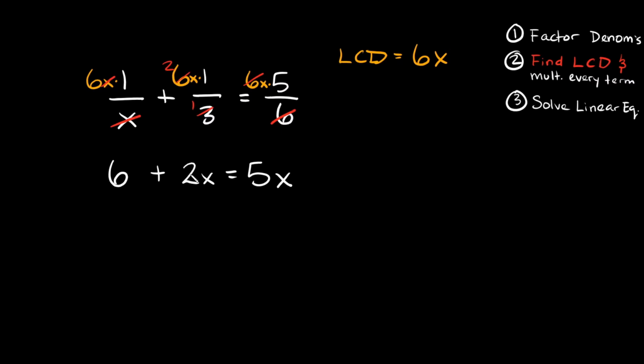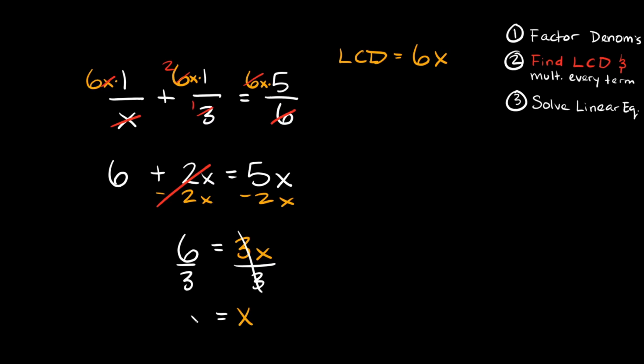To solve for x right here, let's get all the x's on the same side. So let's subtract 2x from both sides. Then these 2x's cancel out, and we're just left with 6 is equal to 5x minus 2x, which is equal to 3x. To solve for x, all you have to do is divide by 3 on both sides. Then these 3's cancel out, so we're just left with x is equal to 6 divided by 3, which is equal to 2. So this is your answer right here: x is equal to 2.